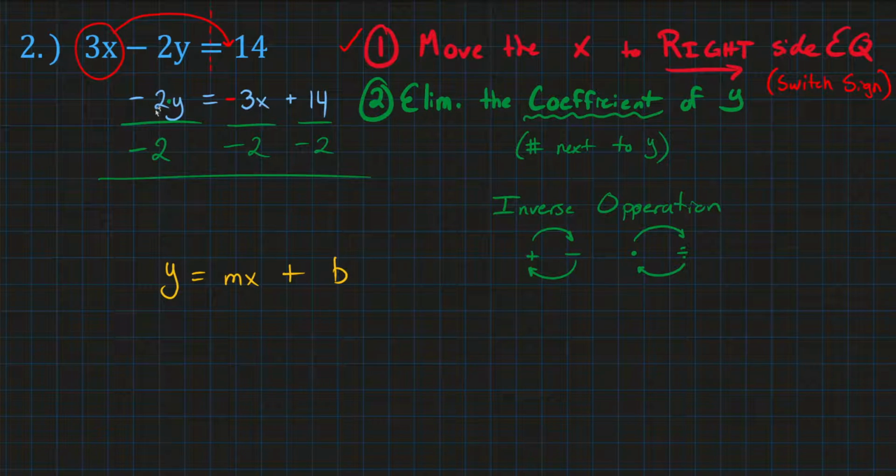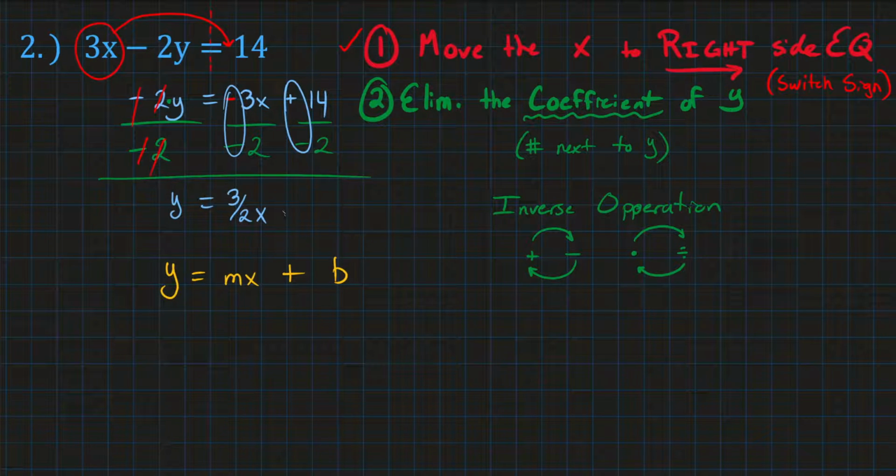Once I do that, these negative 2's cancel each other out, and I can drop down the y, drop down the equal sign. A negative and a negative become a positive, so I don't have to worry about a sign here. But 3 and 2 don't divide, do they? That's okay. We'll just write it as a fraction. 3x divided by 2 just becomes 3/2 x. Positive 14 divided by negative 2. It's a positive and a negative, so it's going to become a negative 7.